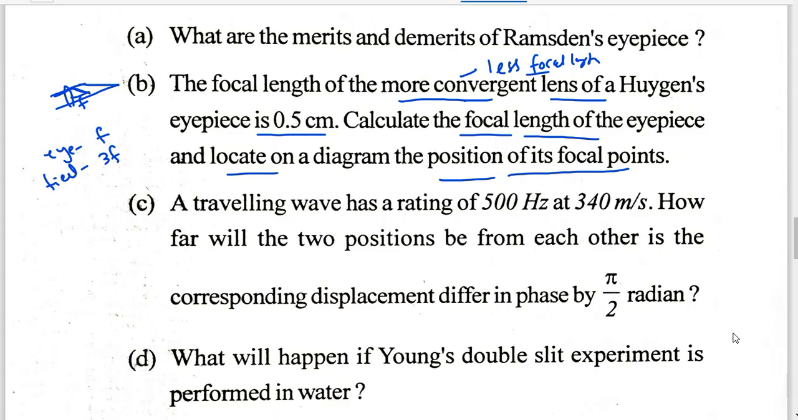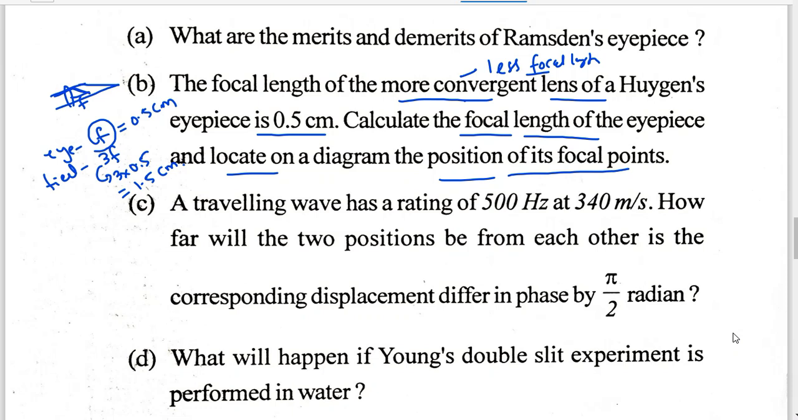The less focal length is of the eye lens. So the focal length of the eye lens is 0.5 cm. So the focal length of the field lens is equal to 3 into 0.5, because it is 3f. So 3 into 0.5 is equal to 1.5 cm. So what is actually the question? Look at the question. Calculate the focal length of the eyepiece.